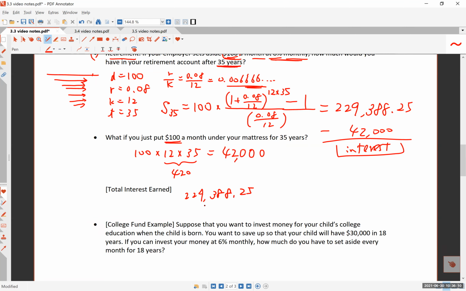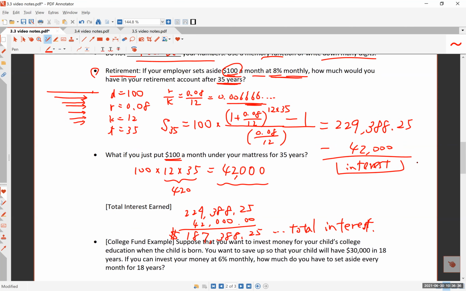I'm going to write this again just so you can tell what the answer is. And this is a simple case. It's $187,388.25. This is your total interest earned. A lot more than the amount of money that you put in, or your company put into your retirement account, right?